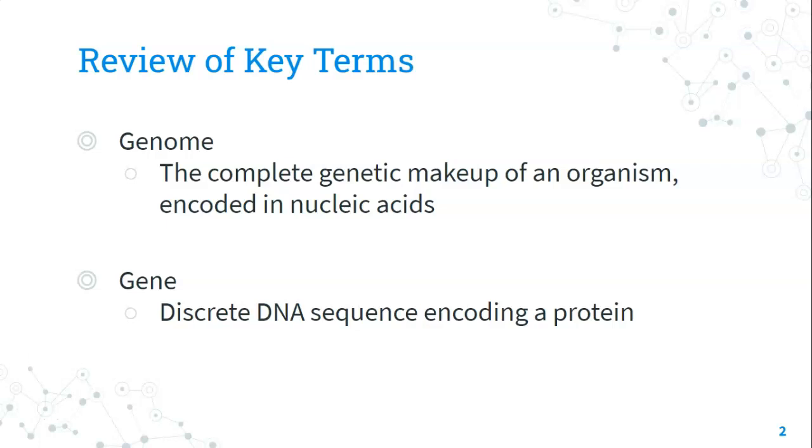So a genome is the entire genetic makeup of an organism. So this is every single nucleotide sequenced so we can understand exactly what our genetic makeup is. And then a gene is a specific DNA sequence that encodes for a specific protein.